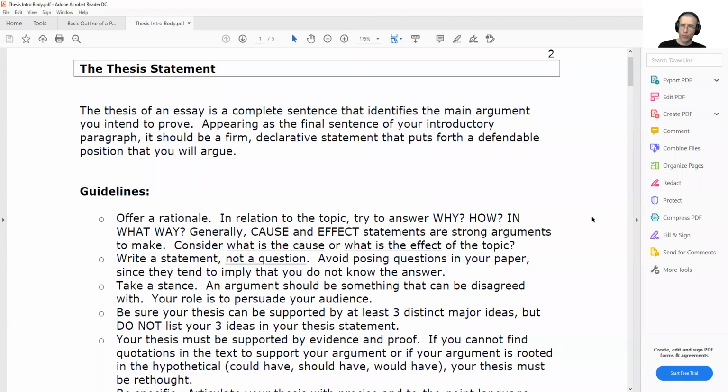So as a review from the Heritage College Handbook, or the guide, the thesis of an essay is a complete sentence that identifies the main argument that you intend to prove. Appearing as the final sentence of your introductory paragraph, it should be a firm declarative statement that puts forth a defensible position that you'll argue.